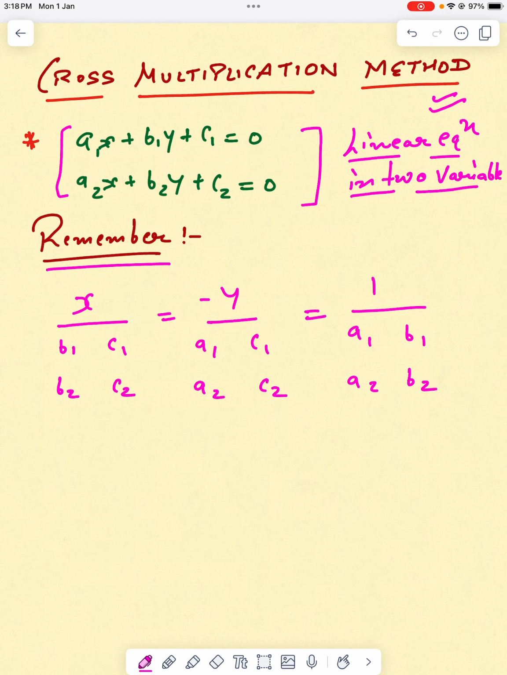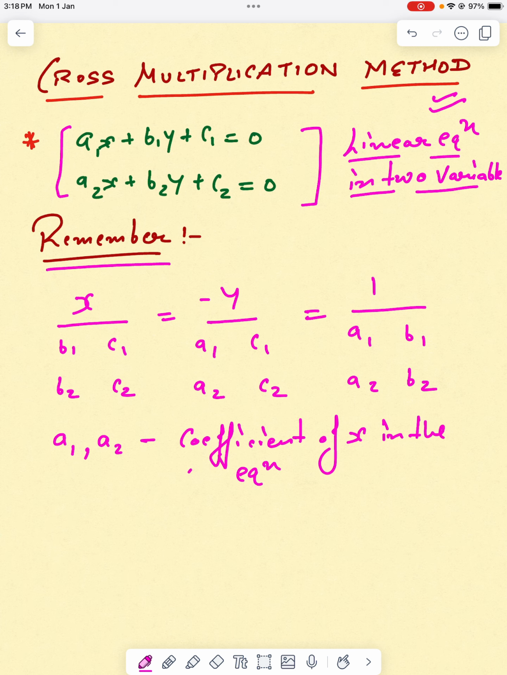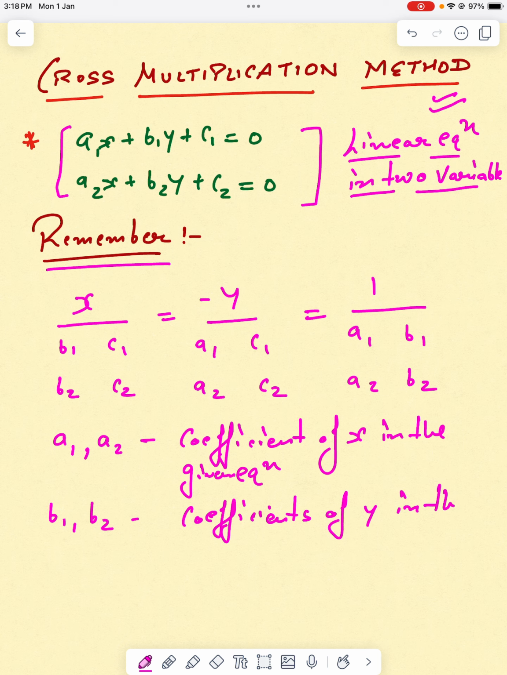So what are a1, a2, b1, b2, and c1, c2? a1 and a2 are the coefficients of x in the given equations respectively. Similarly, b1 and b2 are the coefficients of y in the given equations. What are c1 and c2? c1 and c2 are the values of the constants in the given equations.